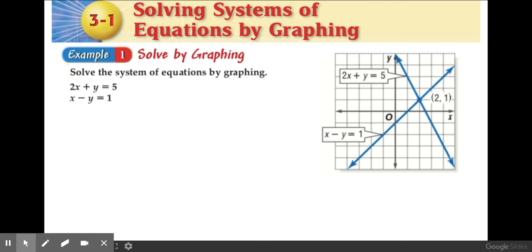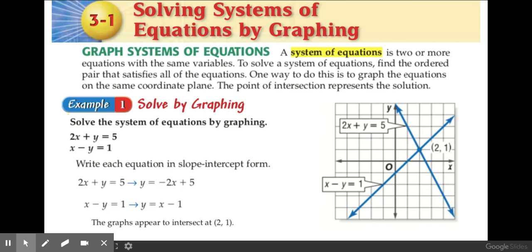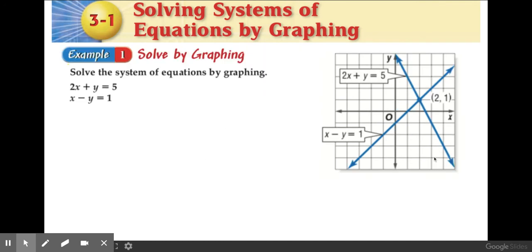Let's look at another example here. Oh, sorry. Before we move on to another example. So once we have our answer of (2, 1), we can go ahead and check it. Well, is this actually the answer? Does it actually work in both equations? And the way that you check it is by substituting those x and y coordinates into the equation.